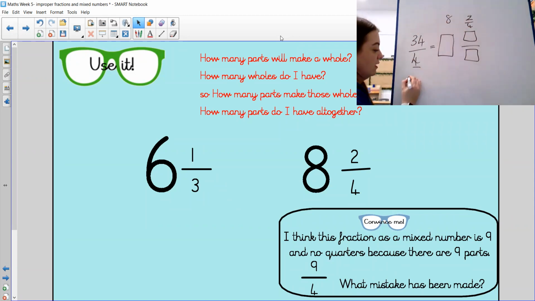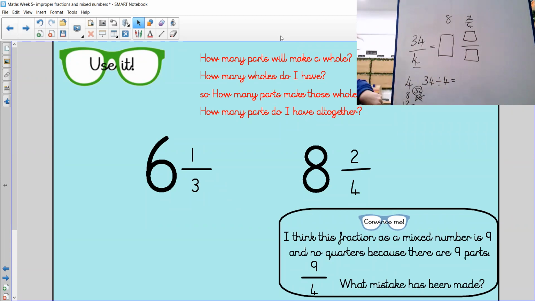So how many parts make up my whole? 4. So how many lots of 4 can I make? How many wholes can I make with 34? So I'm going to do 34 divided by 4. How many groups of 4 can I make? I'm going to use my 4 times table. 4, 8, 12, 16, 20, 24, 28, 32, 36 is too many. So 32 is what I'm going to go for.